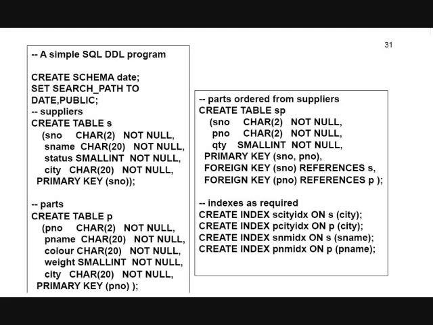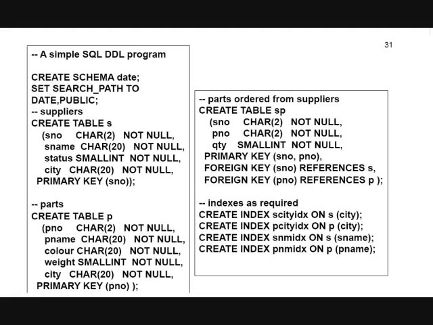Having done that, I want to create the supplier table. So I say create table S, and I have S number, S name, status, city, and a primary key. I then have the part table, where again I have P number, P name, color, weight, city, and the primary key. And then I might have the shipment table, which has S number, P number, and quantity.